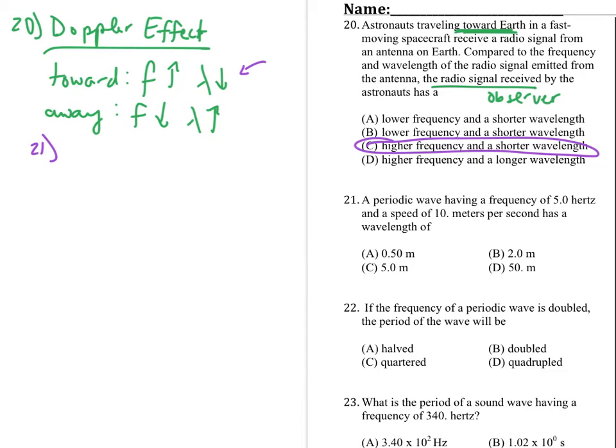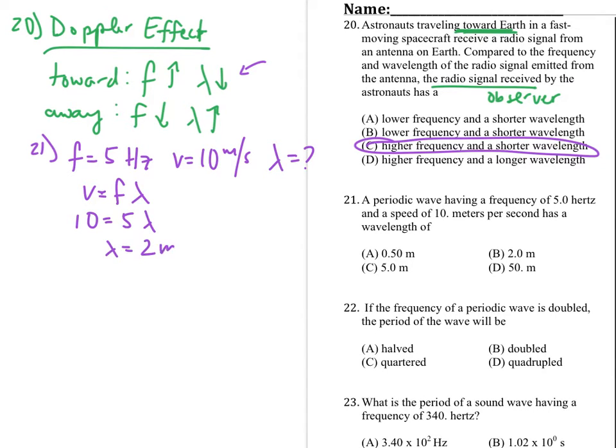Alright, 21. A periodic wave having a frequency of 5 Hz, so f equals 5 Hz, speed equals 10 meters per second. What is the wavelength? Lambda. V equals f lambda. 10 is equal to 5 times lambda. Lambda is equal to 2 meters. Choice B.